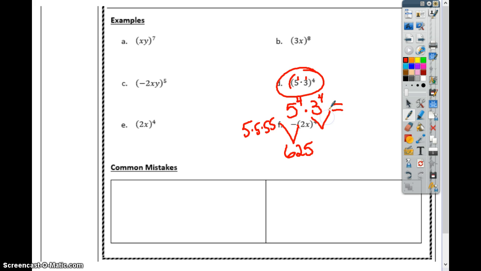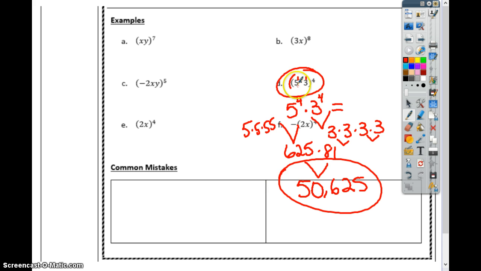And then 3 times 3 times 3 times 3. Here I get 9 times 9 is 81. And when I multiply those, I end up getting 50,625. Now yes, that is the same answer as if, are these not like terms? Could I multiply these before I do my power out here? Yes, because these are like terms.